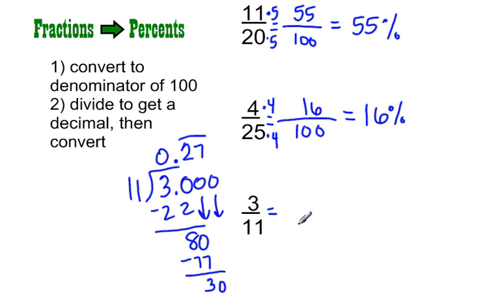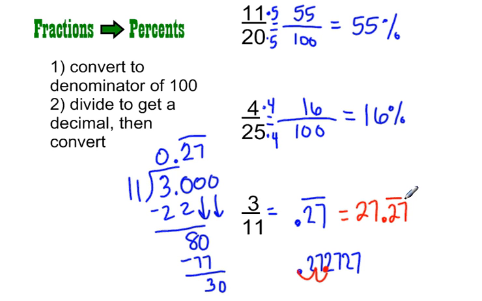So I haven't quite finished this yet, because unfortunately now what I have is a decimal and I wanted a percent. So I do what I have learned to do in the past, and that is to move the decimal 2 times to the right. 1, 2. So my answer will be 27.27 repeating percent.